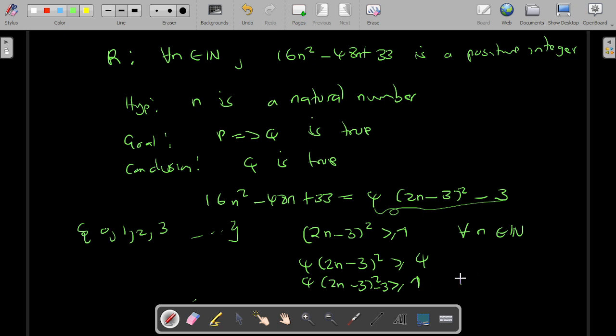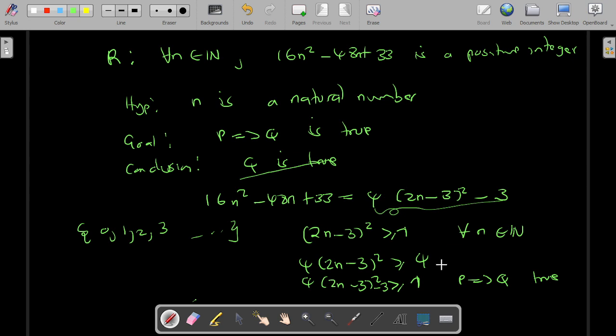So this shows that P implies Q is true. Therefore, P is true, since the n that we took was a natural number. P is true, that looks great. Then we've shown that P implies Q is true. Now the conclusion is that Q is also going to be true. There is no other possibility. If P is true and P implies Q is true, then Q has to be true.